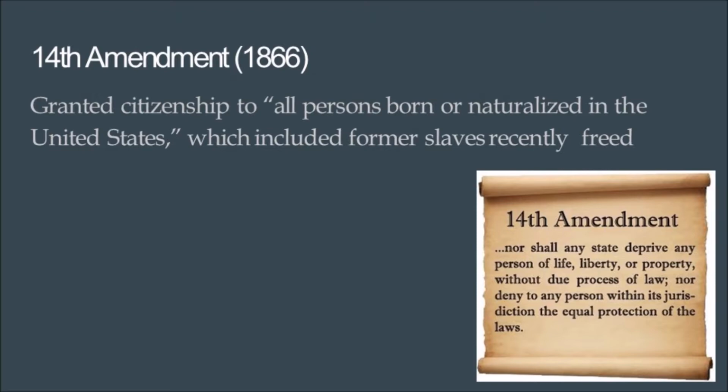All right. Now to the second of the Reconstruction Amendments. Remember I told you the 13th Amendment freed the slaves. But in the South we went, fine, they're free, but they're not citizens. Well, Congress got together and Congress said, we can fix that. We'll pass a 14th Amendment. The 14th Amendment granted citizenship, and this is a quote, "to all persons born or naturalized in the United States." And this would include former slaves.